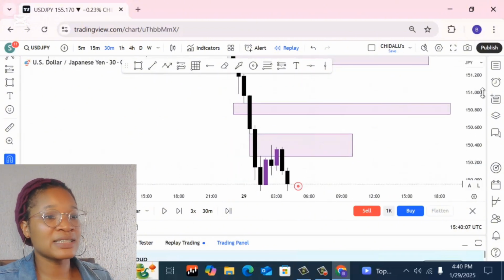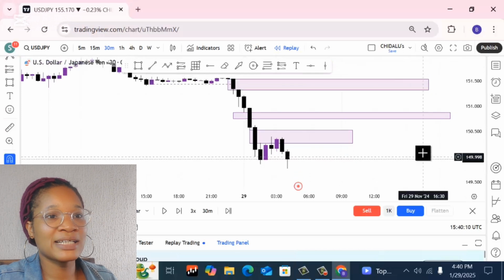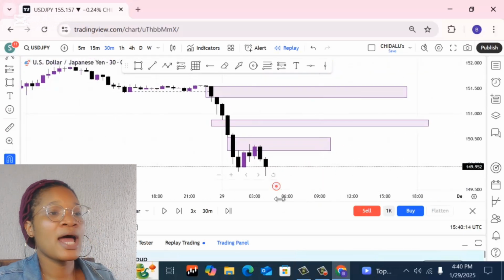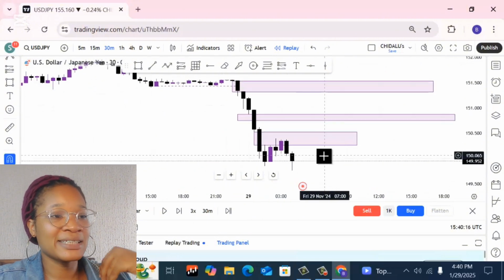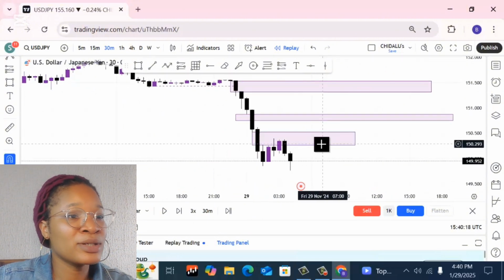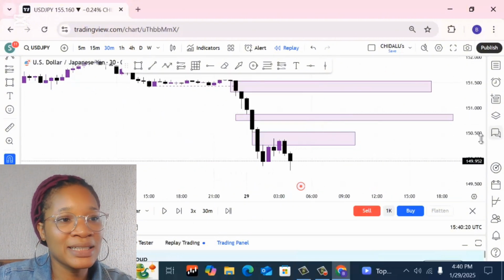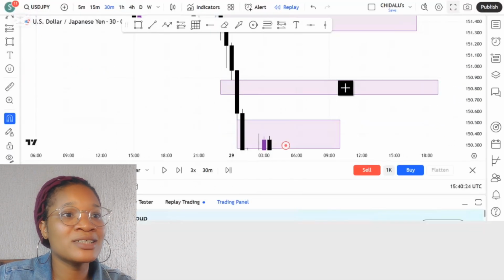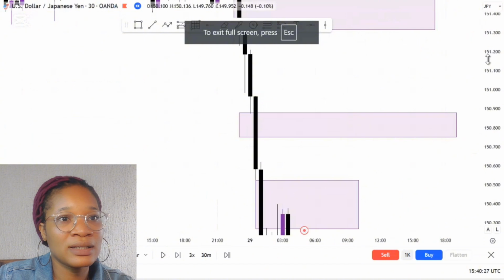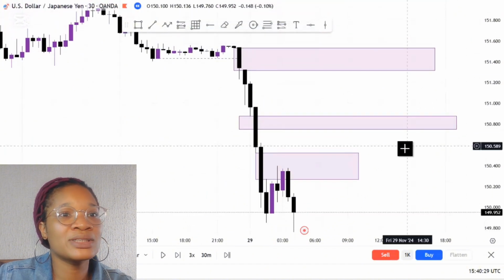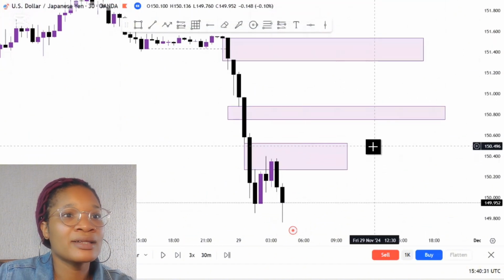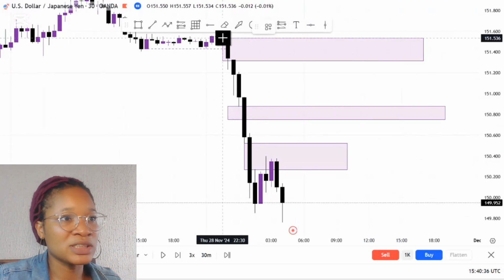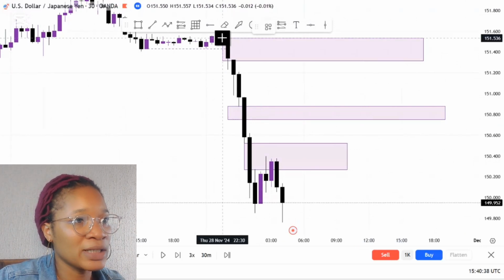Okay, so having established the pullback, I want to now ask myself, which of these fair value gaps should I be paying attention to? And again, like I said, me looking at it, I already know that I wouldn't be taking this first pullback right here, right? So why is that so? It is not inside of 50% retracement of this swing or of this range. So let's take out this Fibonacci tool again.